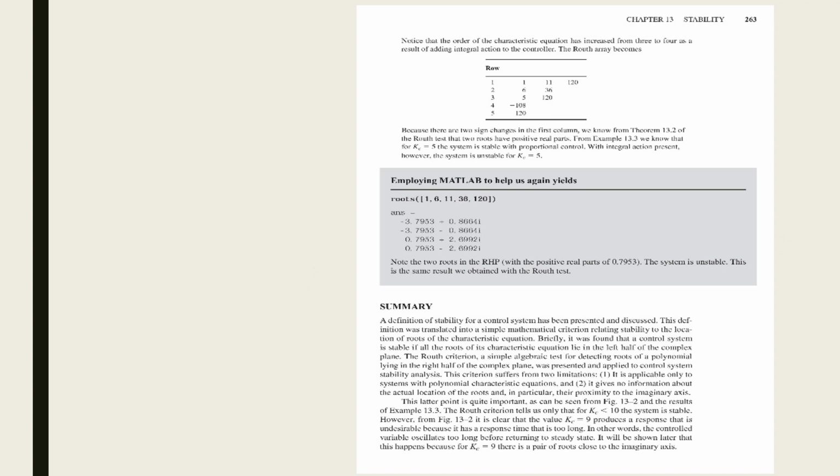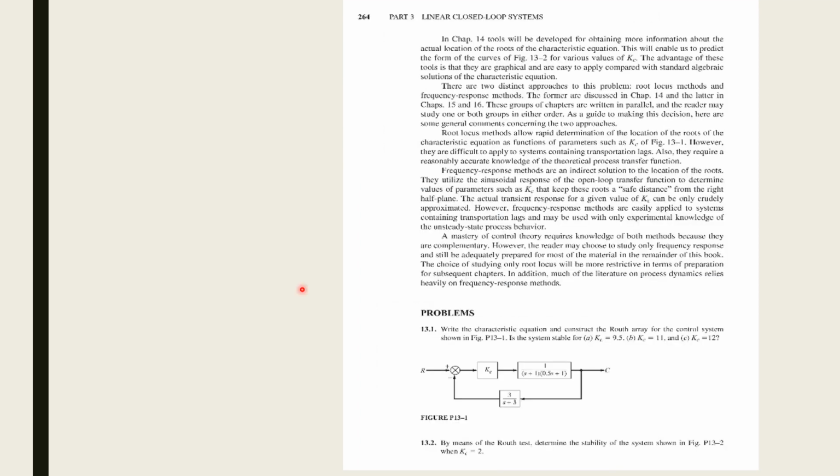Okay, so then there's a summary of the chapter. We have given you 2 questions to do on this chapter. We'll go through that. One of them is this one, 13.1. It's the same system as your examples just now. When you get the characteristic equation, 1 plus g, you will come out with a polynomial of degree 3. Okay, and you will put it in the Routh array, then you will get the conditions for Kc for stability. So you try 9.5 stable or not, 11 stable or not, 12 stable or not. It's just a similar question as given in the example in the book.